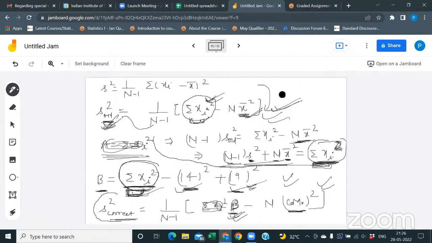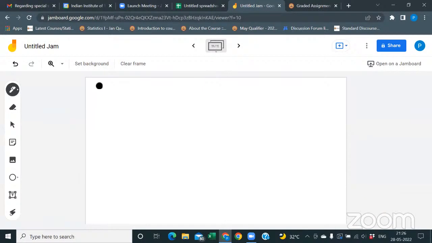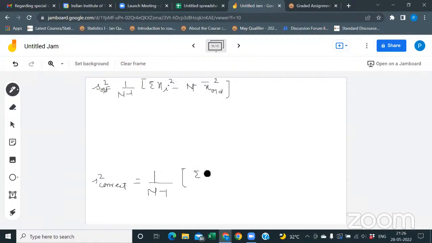Sir, can you repeat this please from the second step? One second, let me write it again. S square old is 1 upon n minus 1, summation of xi square minus n x bar square. Now you have to calculate the s square correct. That means 1 upon n minus 1, summation of xi square, I'm writing it in brackets, that means correct, minus n times the corrected mean square, right? If you compare this, both are the same, right?